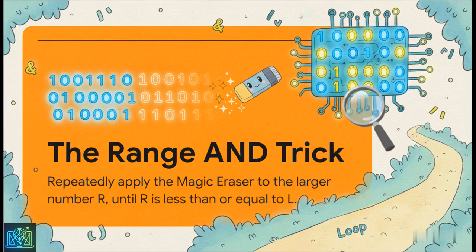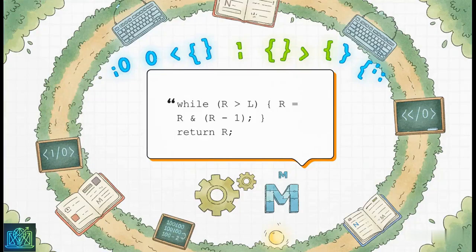Well, our magic eraser gives us a shortcut. By repeatedly erasing the rightmost on light from the bigger number, we're basically trimming away that flickering part until it shares the same stable, common prefix with the smaller number. And the code for this is stunningly simple. I mean, look at that. We just keep shrinking the larger number with our eraser until it's not bigger than the smaller number anymore. Whatever's left, that's the shared pattern. We've solved a potentially massive problem with a tiny, elegant loop.